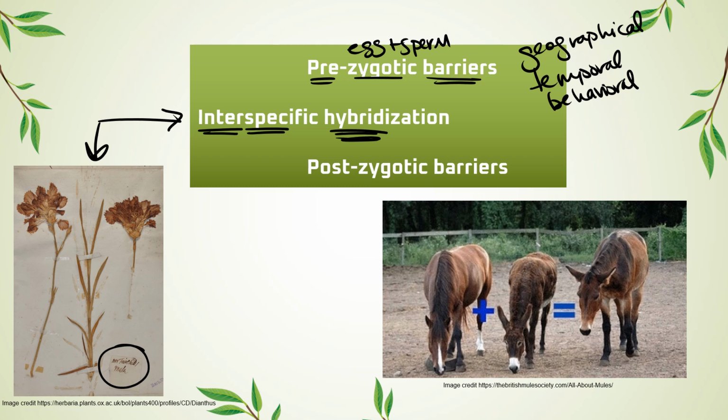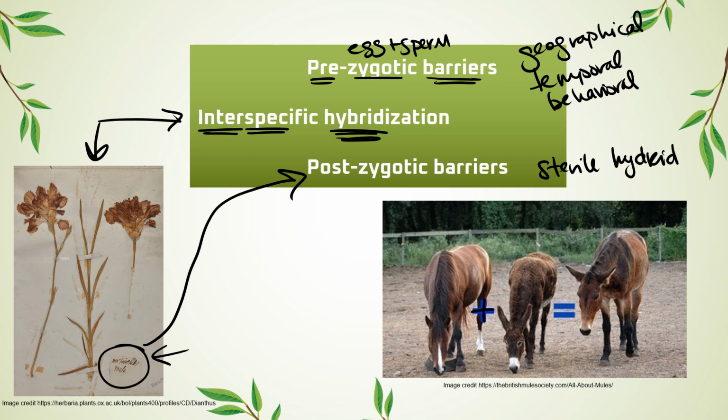This sterile hybrid offspring is an example of a post-zygotic barrier. Because the hybrid offspring itself is sterile, it cannot reproduce to make more hybrids. We're going to prevent this interspecific hybridization. Why do we call this plant a mule? Well, it's because of mules.